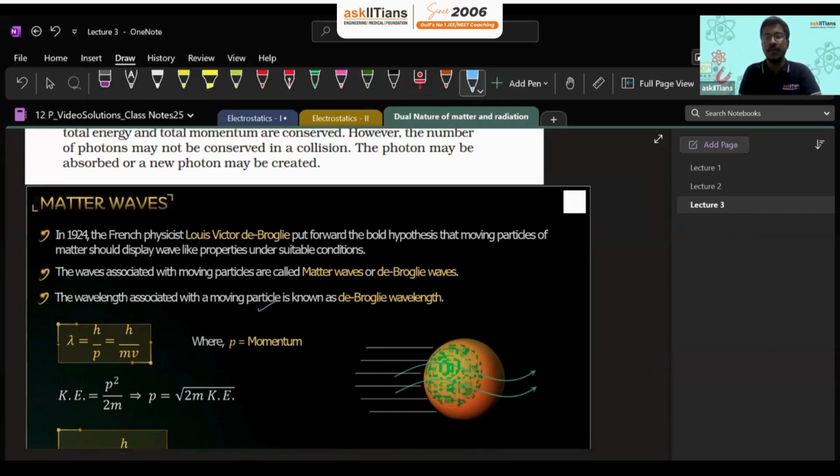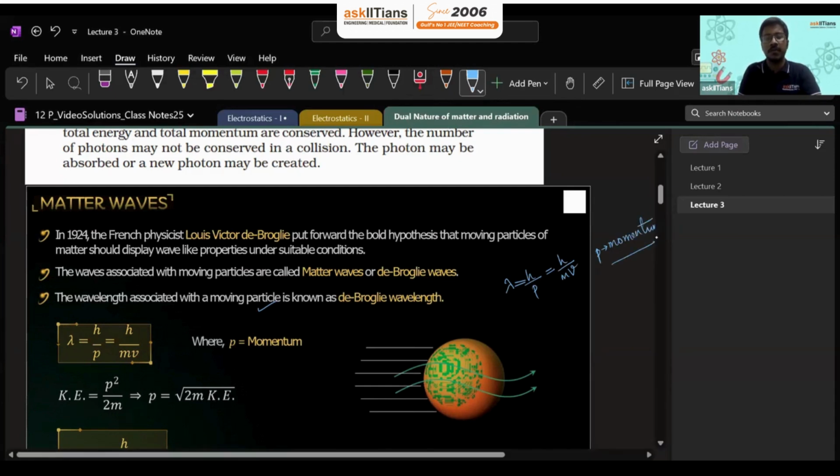The de Broglie wavelength is given by lambda is equal to h upon p, which is equal to h upon mv, where p is the momentum.